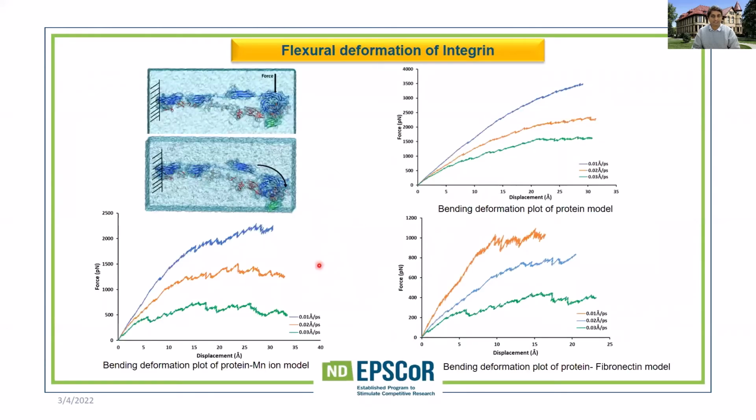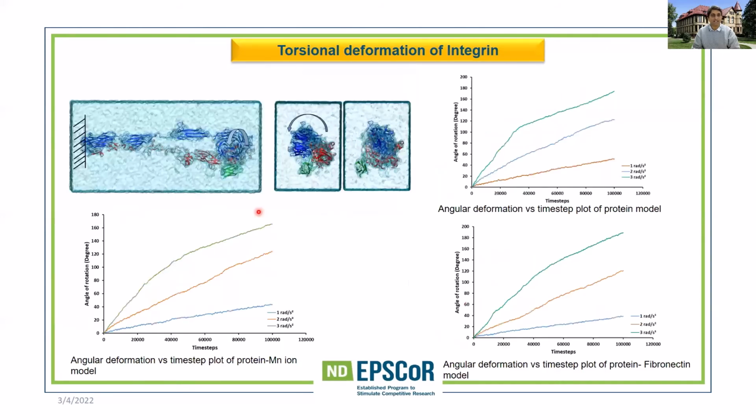The force-activated integrin structure is then used for the bending and torsion tests. During the bending test, the tail end of the integrin is fixed and at the head end the force is applied. Here for the protein fibronectin model, less force is required for the same amount of deformation as compared with the other integrin models. As in the bending test, in the torsion test also the tail end is fixed and at the free end the torsion is applied. Here for all the models, angular deformation increases as the angular acceleration increases.